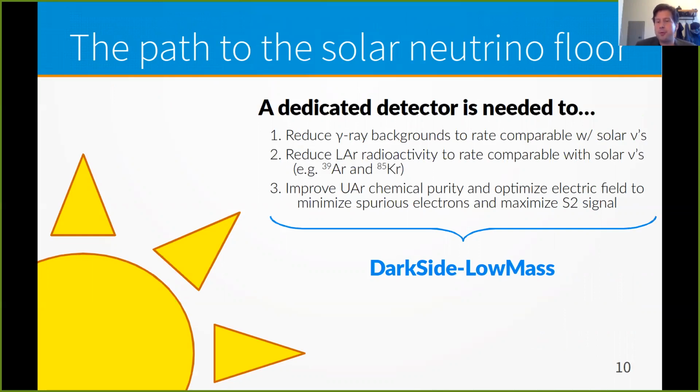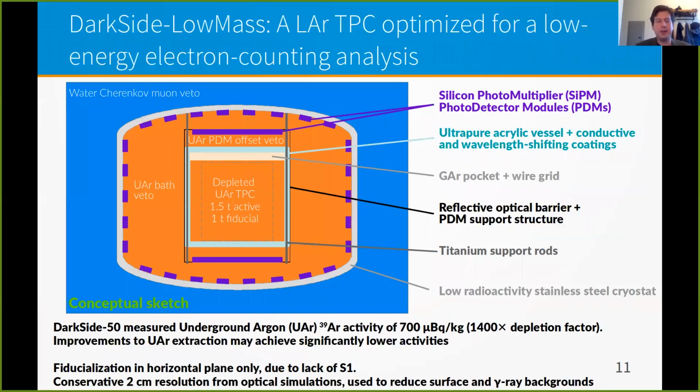We also need to improve the chemical purity of the argon that we use and optimize the electric field to minimize our spurious electrons and maximize our S2 signal. And so these are the design goals of the DarkSide-LowMass project. And here you can see a conceptual sketch of what we're thinking about.